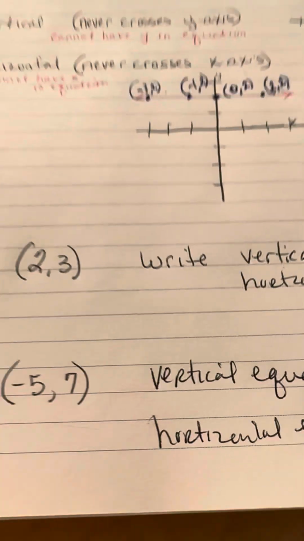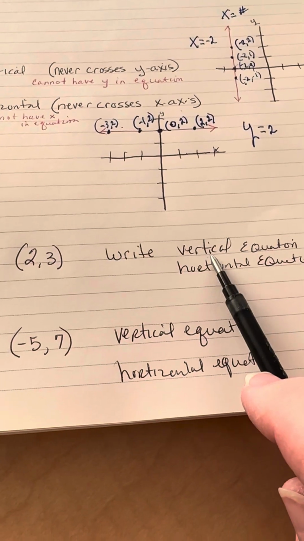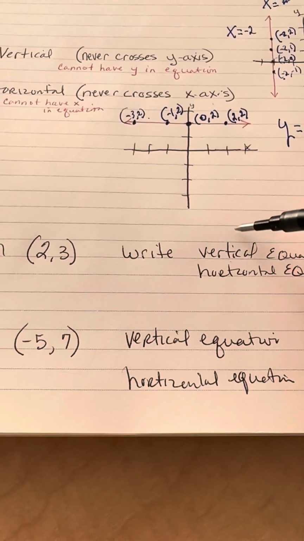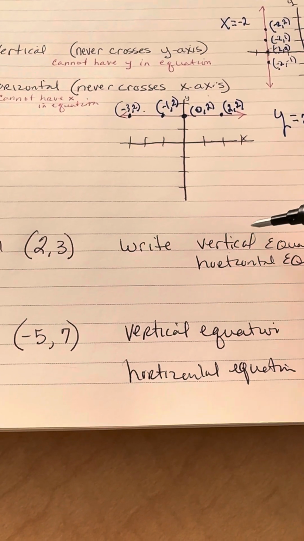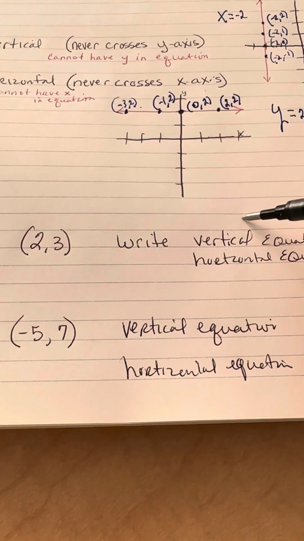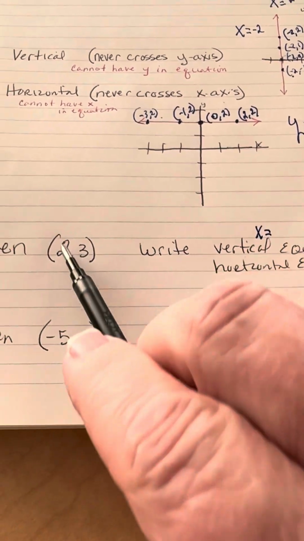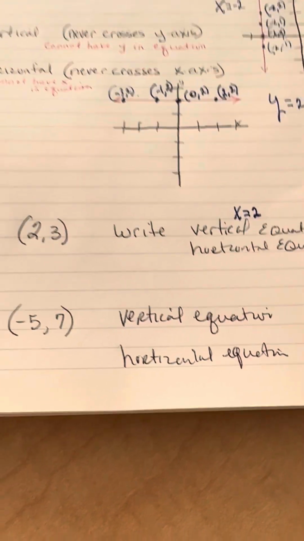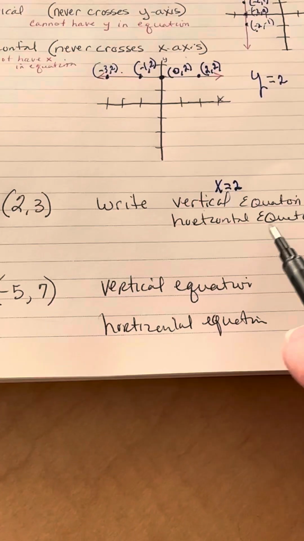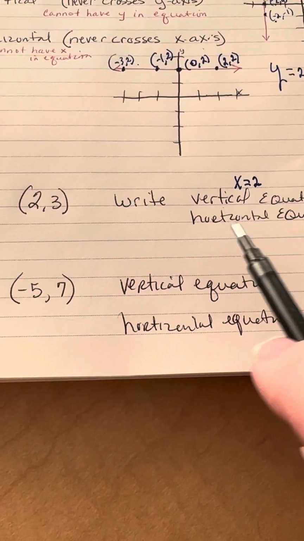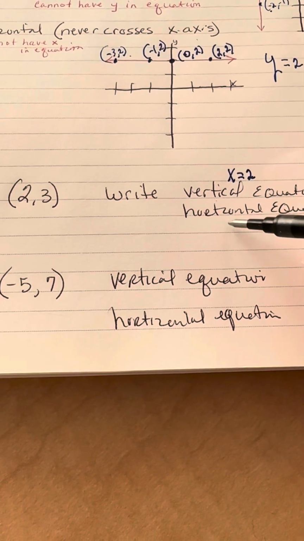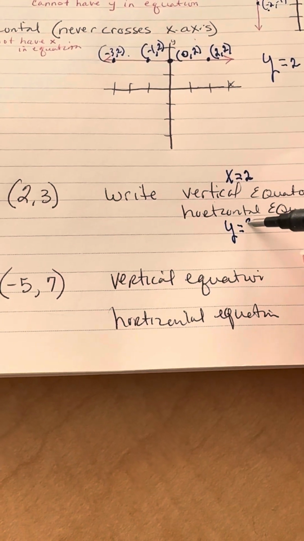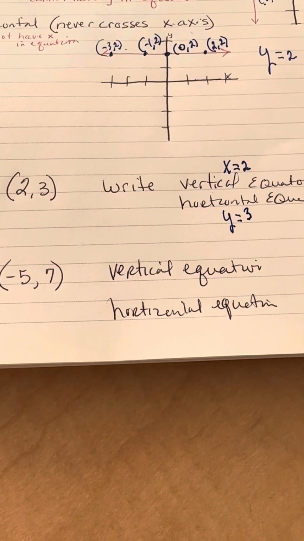So that leads us to writing an equation for a line that's vertical to this point. Well, we said vertical lines, that's the up and down, never cross the y-axis. So our equation should say x equals something. Well, what is the x in the set given? It's a 2. So x equals 2 is that equation. The horizontal line never crosses the x-axis. So the equation should say y equals something. Well, what's the y value there? Y is 3. That's the equation for the horizontal line.